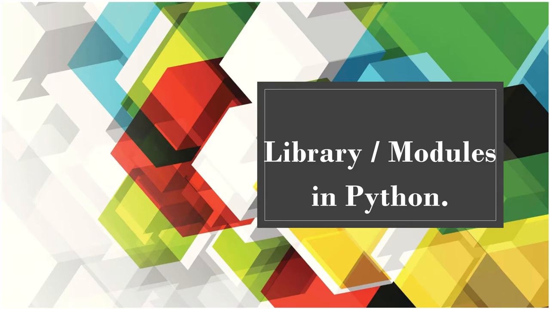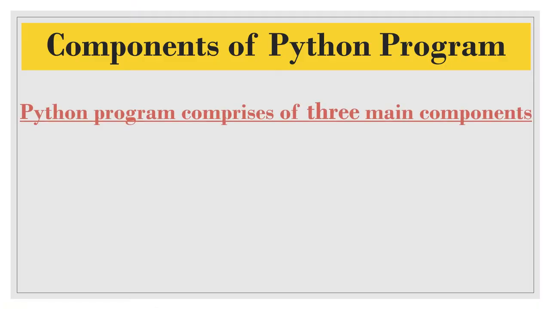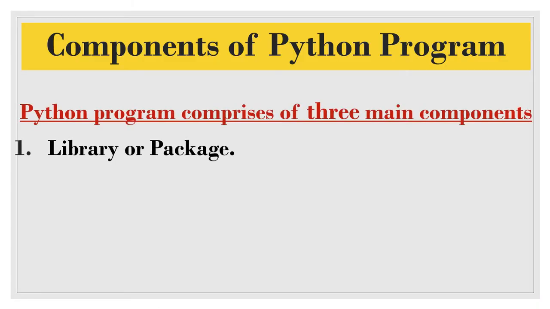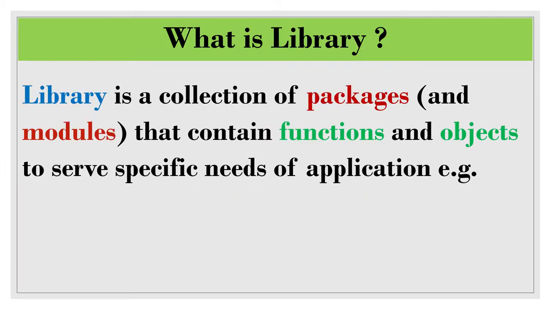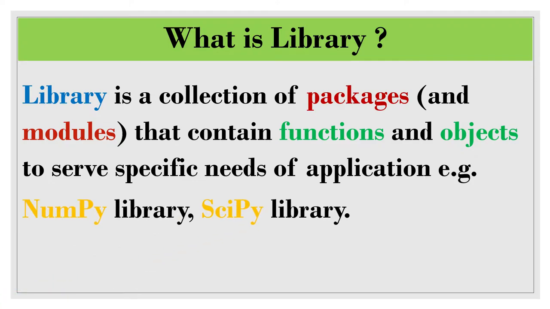So, in this session, we will study libraries or modules in Python. A Python program comprises basically three main components: libraries or packages, modules, and functions or submodules. So the question arises, what is a library? A library is a collection of packages and modules that contain functions and objects to serve the specific needs of applications. NumPy and SciPy are examples of Python libraries.